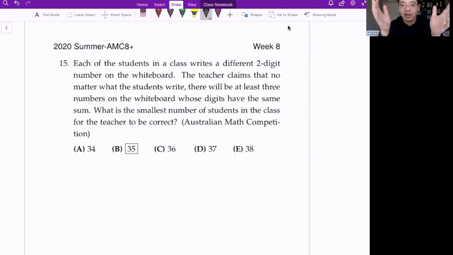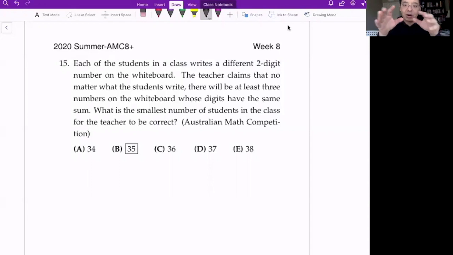Equivalently, what is the minimum number of different two-digit numbers that should be on the whiteboard to guarantee what the teacher said is correct? When you look at this, it's kind of clear. This is a problem related to the pigeonhole principle.